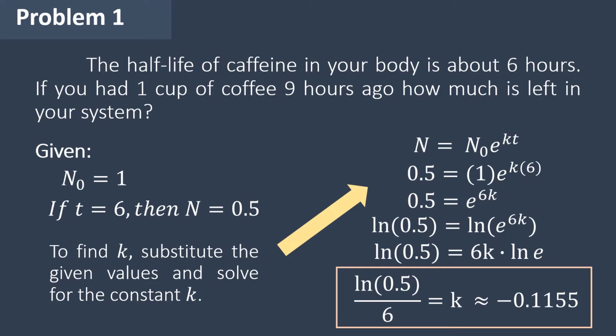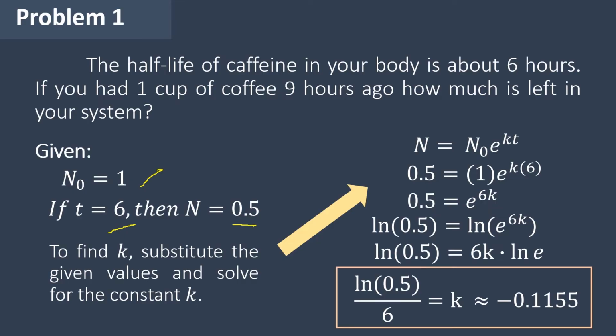So let's have problem number 1. The half-life of caffeine in your body is about 6 hours. If you had 1 cup of coffee 9 hours ago, how much is left in your system? Okay, so again, write the given. Yung initial natin na number of cup would be 1. At yung time natin would be equal to 6. And yung n natin would be 0.5.